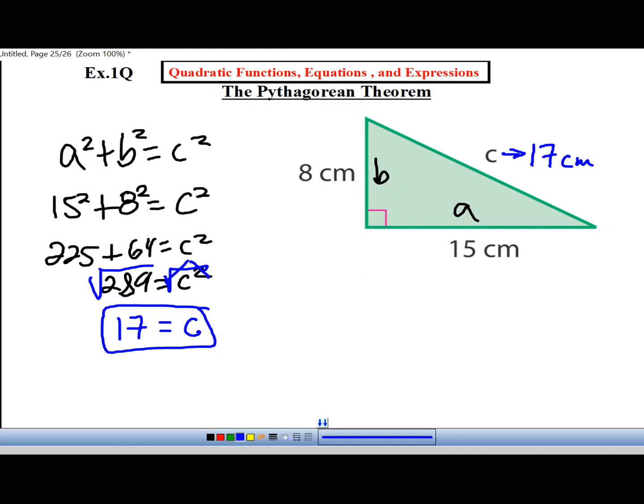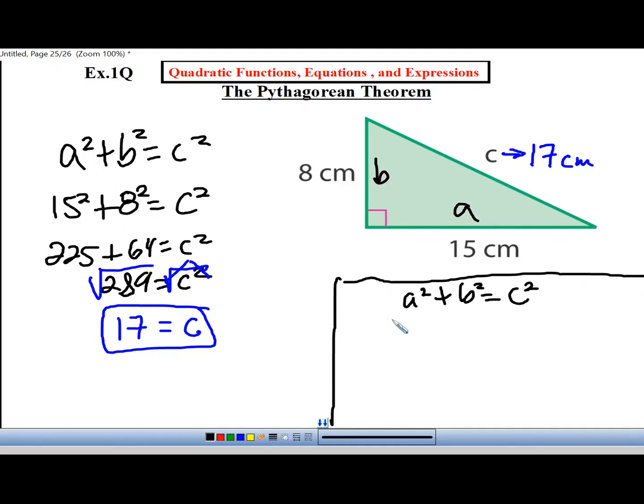Okay. Now, just to clarify something really quick before I give you one to do by yourself, watch. You don't have to copy this part, but this is just to clarify. If I was to rewrite this again, A squared plus B squared equals C squared. But now I have values. I have 15 squared plus 8 squared equals 17 squared.